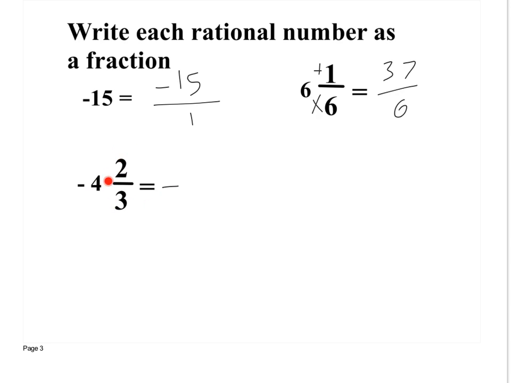So what I do is I carry that over, and then I do 4 times 3 plus 2. I treat them all like they're positive. So 4 times 3 is 12. 12 plus 2 is 14. So that gives me -14 over 3. Do not do -12 plus 2 and give me -10 over 3. Is that the same thing as -14 over 3? No. So we just forget about 4 being negative. Okay? We just make our fraction negative and then we don't worry about it. Any questions there?